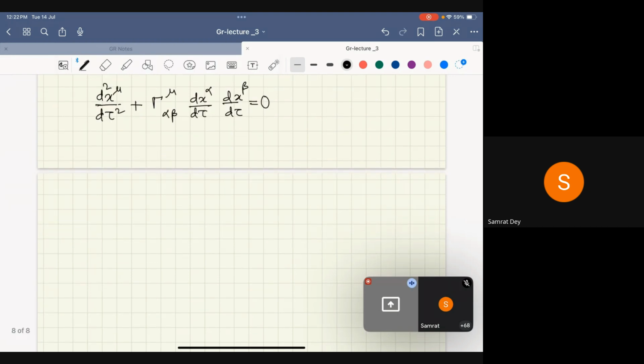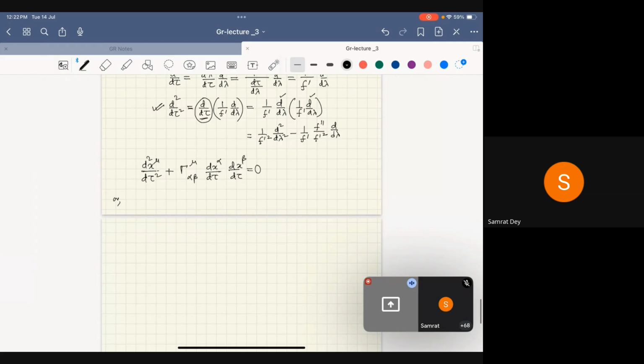But now, since I have changed my tau to some function of lambda, I will use this expression for d2 dt2 in here, such that I get 1 by f prime d2 x mu d tau 2 plus, minus 1 by, or let me write directly, f double prime by f prime squared dx mu d lambda plus gamma mu alpha beta 1 by f prime dx alpha d lambda dx beta d lambda equal to 0.